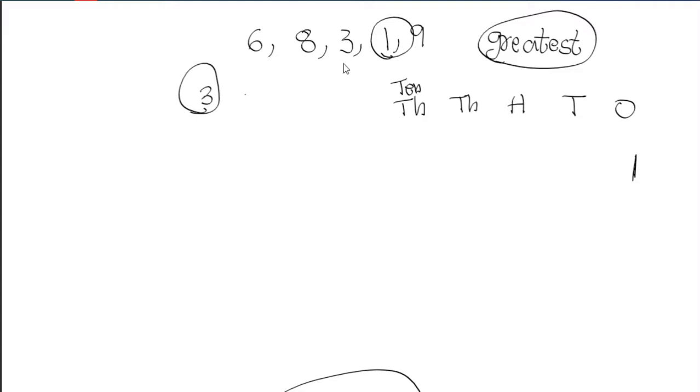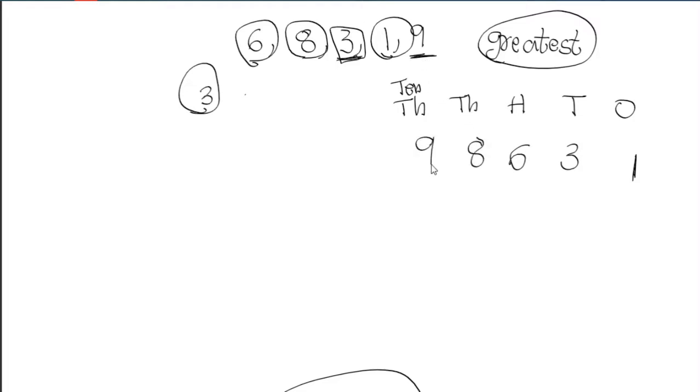So next greater number compared to 1, which is the greater? All the 4 numbers are greater than 1, but the next greater number is 3. So you have to write 3 in the tens place. Then 6 is the next greater number, so you write 6 in the hundreds place. Then 8. Okay children. The greatest number is 9.